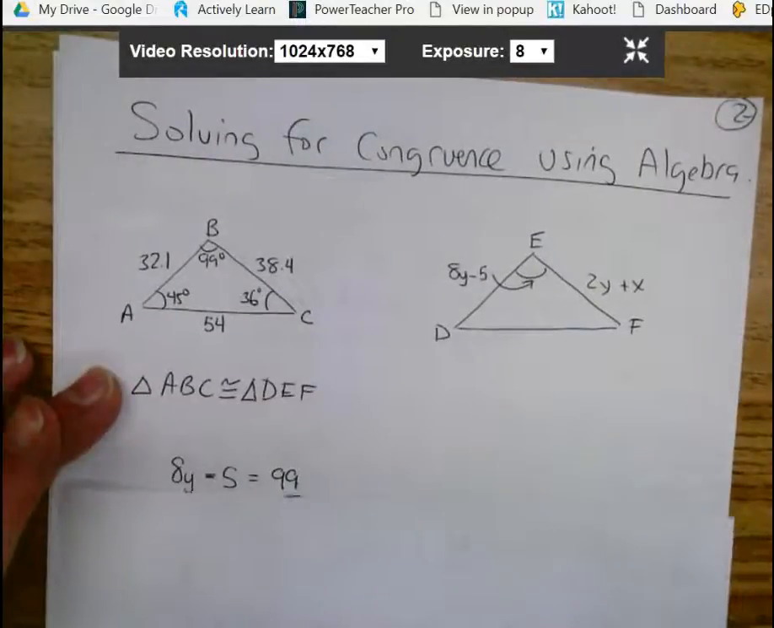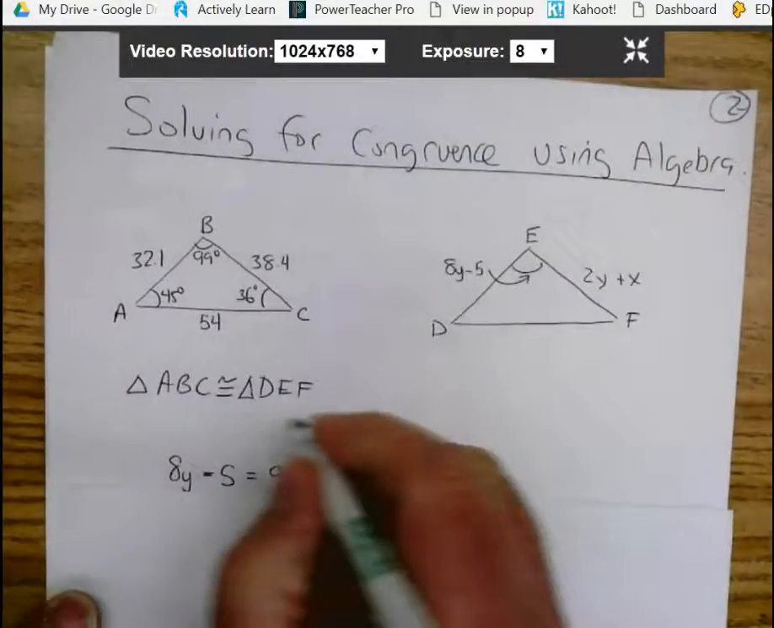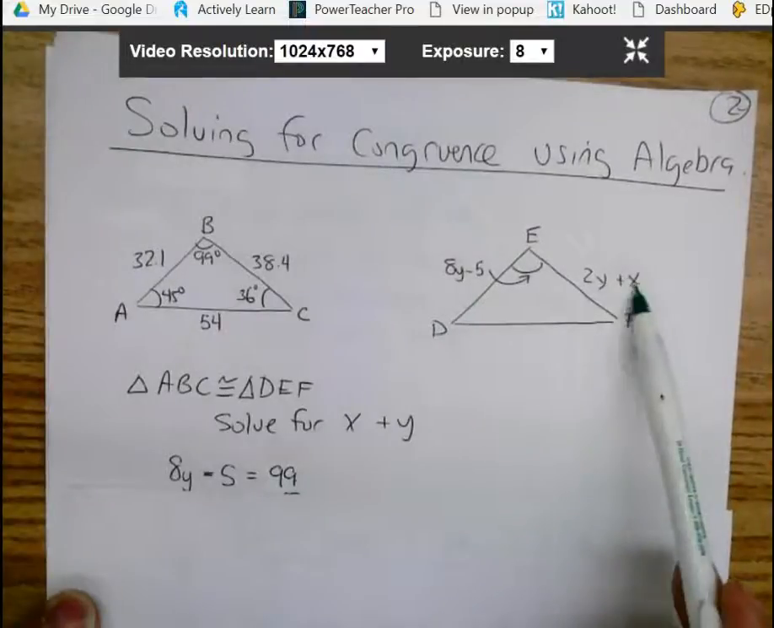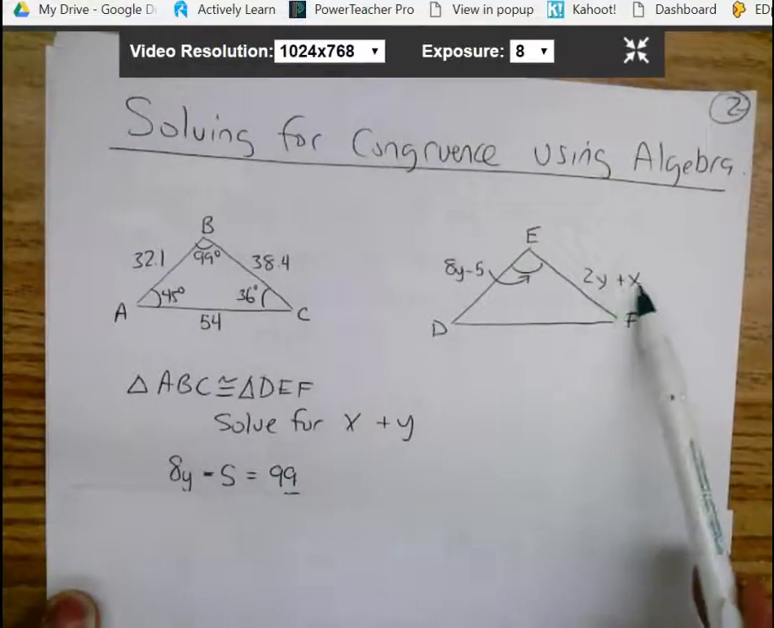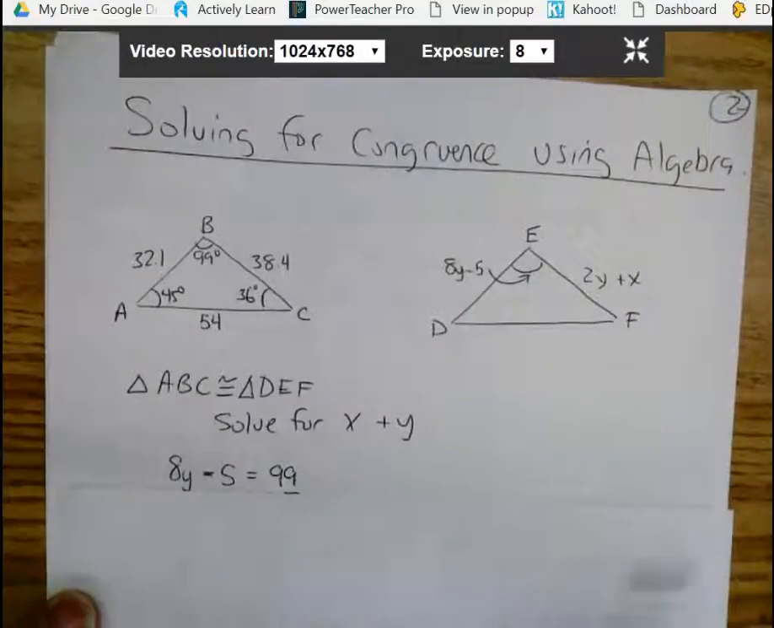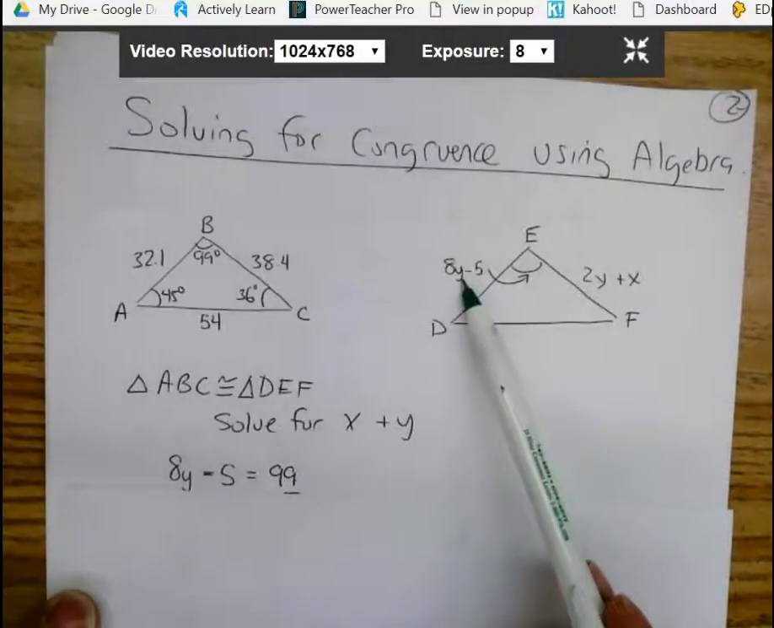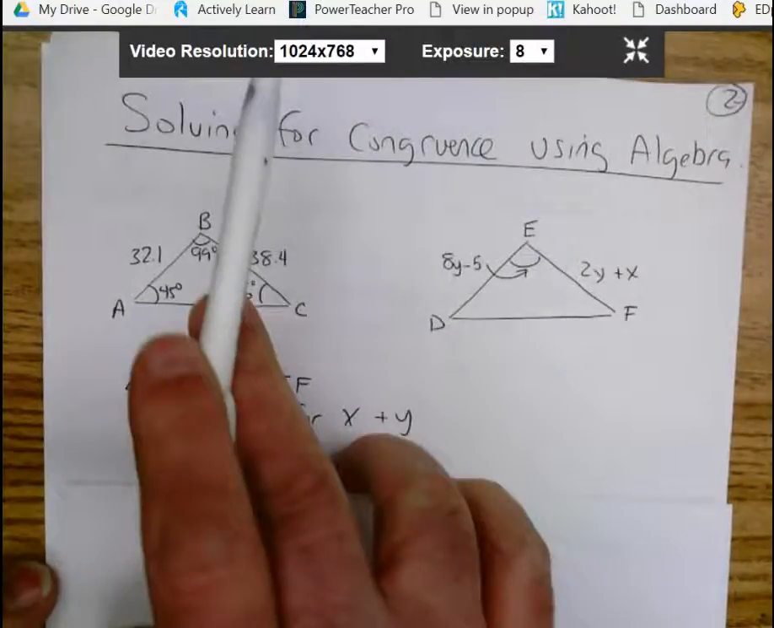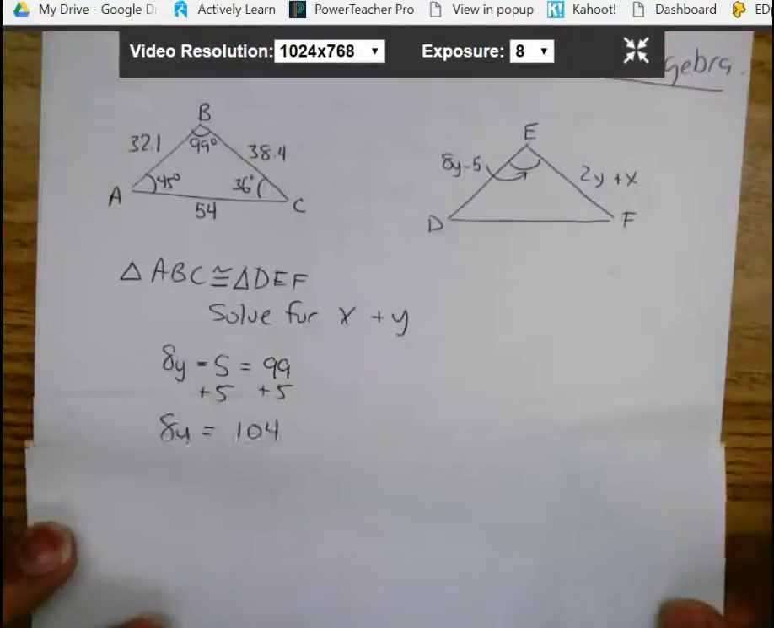Okay, so the first thing we have to do is solve for x and y. So we'd have to ask ourselves, which one do we want to solve first? Here we have a y and an x that's an unknown. Here we just have a y that's an unknown. It's referring to the angle. So we're going to solve for one unknown first. So we do that by just saying 8y minus 5, right? And we know because these triangles are congruent that this one is 99, so this must be 99 as well. Then we go down through the math.